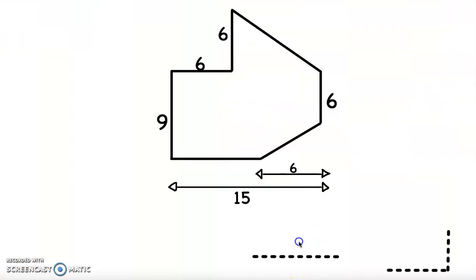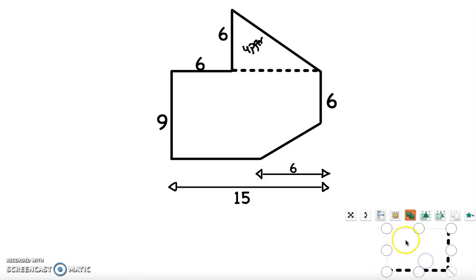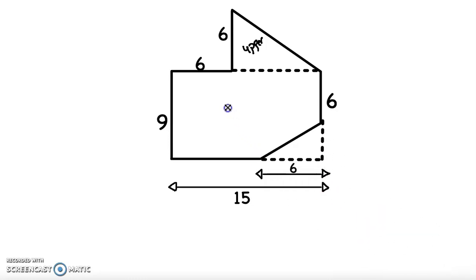First we will divide this shape into three parts: the upper triangle here, and the lower triangle or the small triangle, this one, and this rectangle.